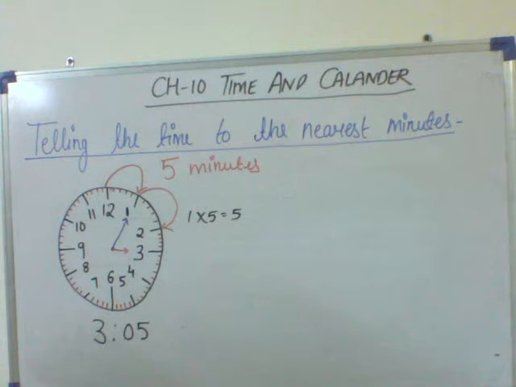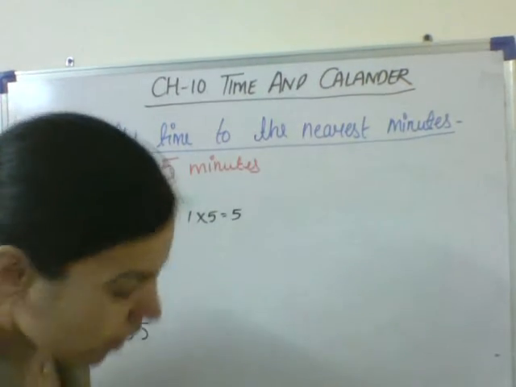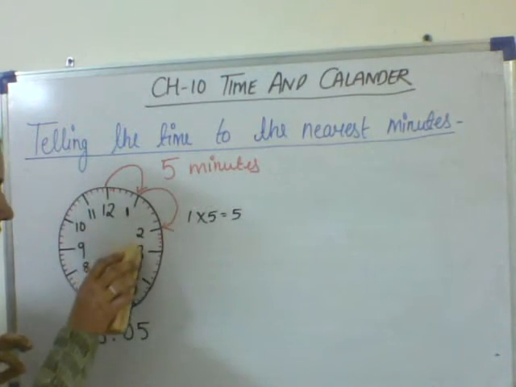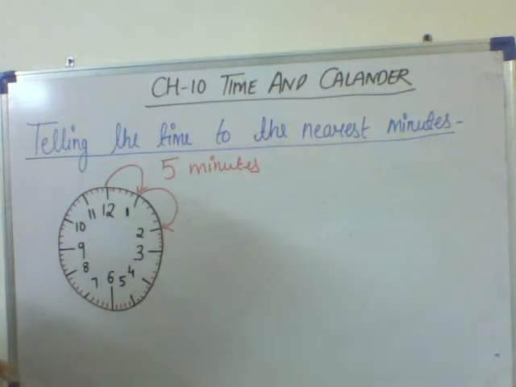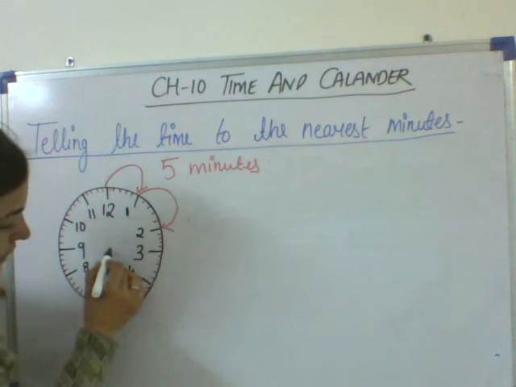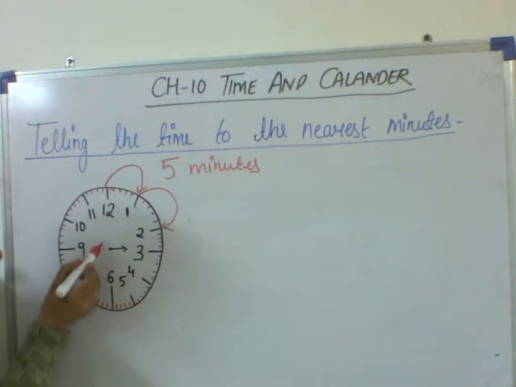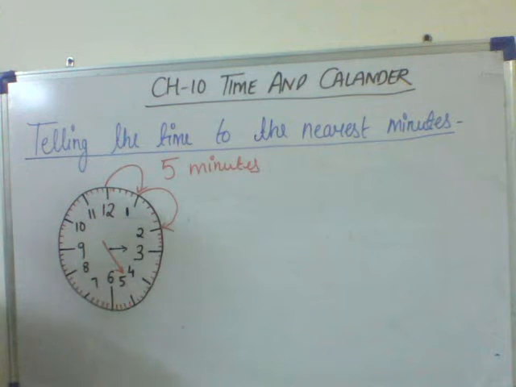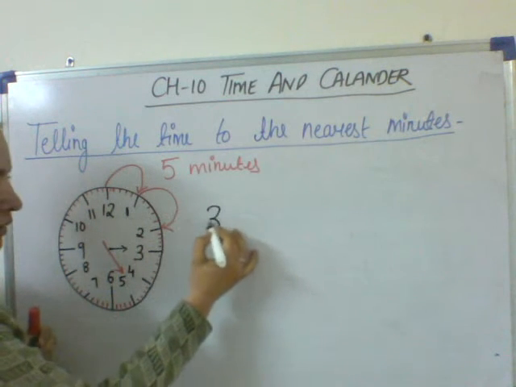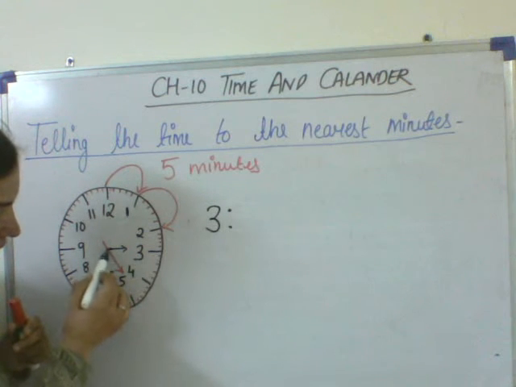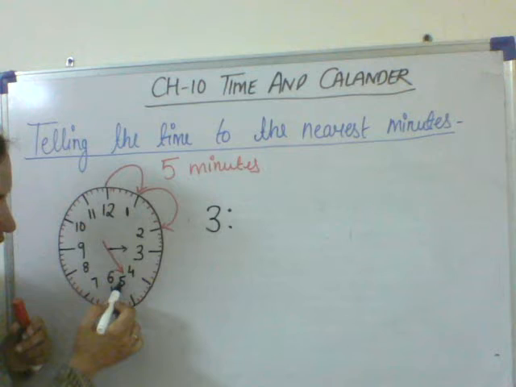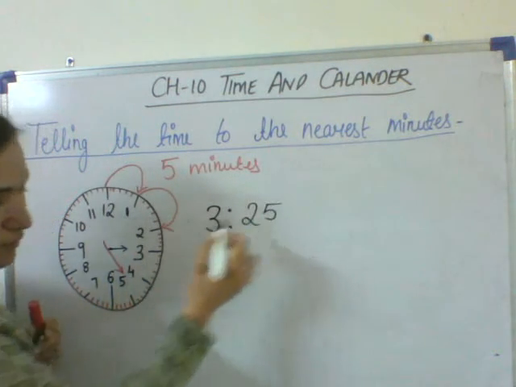Now I will again change the hour and the minute hand, and we have to tell the time on the clock. What is the time in this clock? The hour hand is at 3, and the minute hand I will draw with another color. The minute hand is at 5. First you have to see the black one. The black one is at 3. It means 3 hours, and how many minutes? The minute hand is at 5. So 5 fives are 25. So it is 3:25.